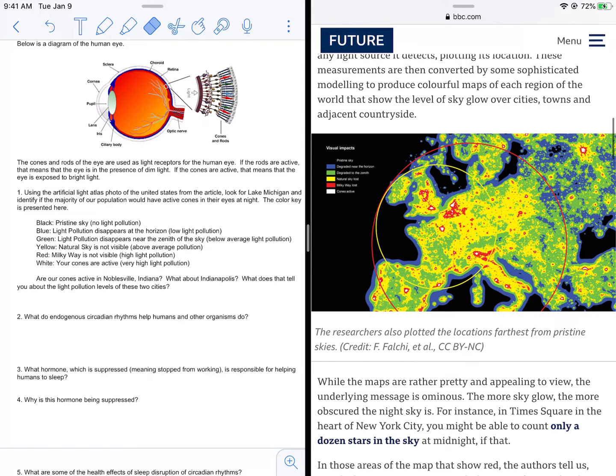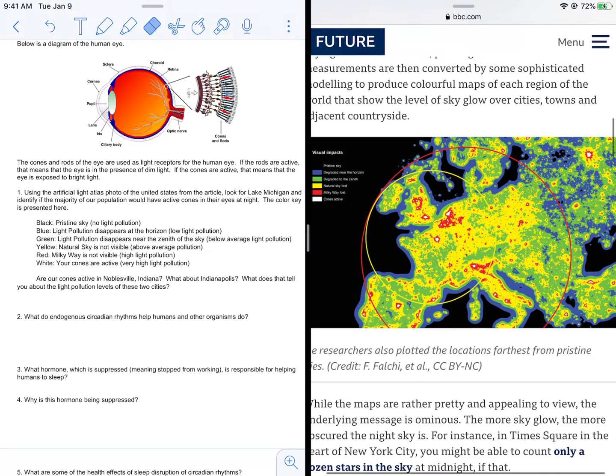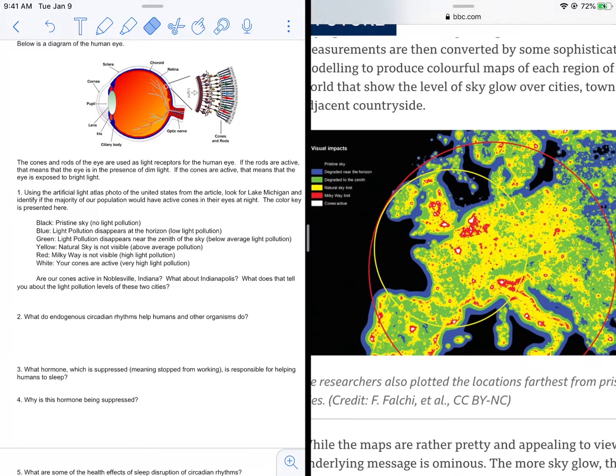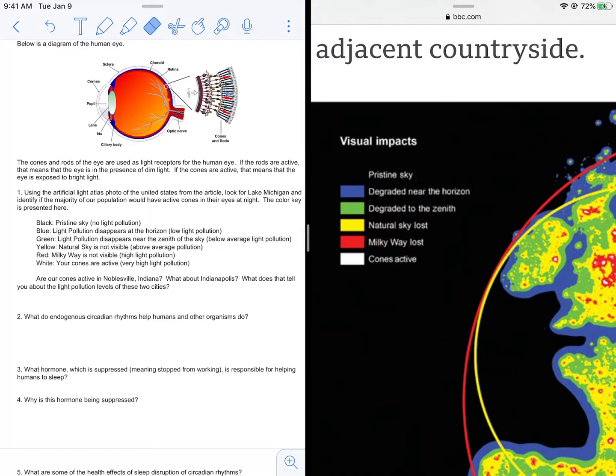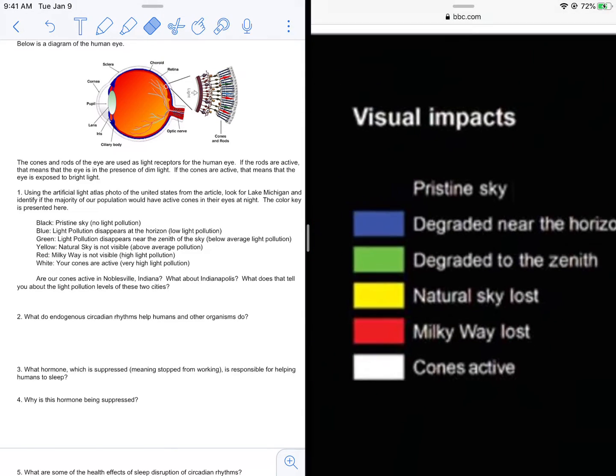So we see Europe's outline in this map, but it's in different types of colors. And so we follow this key over here to figure out what this map of light pollution in Europe is actually telling us about Europe itself. And so it tells you the color code.